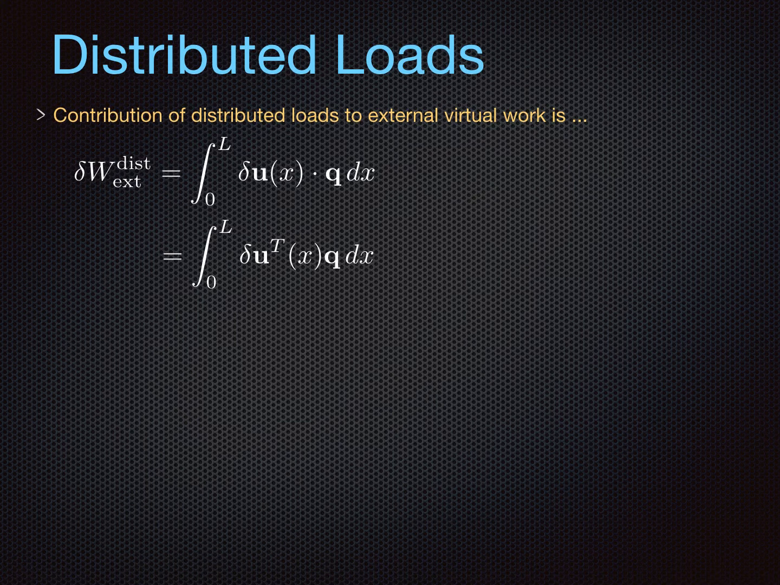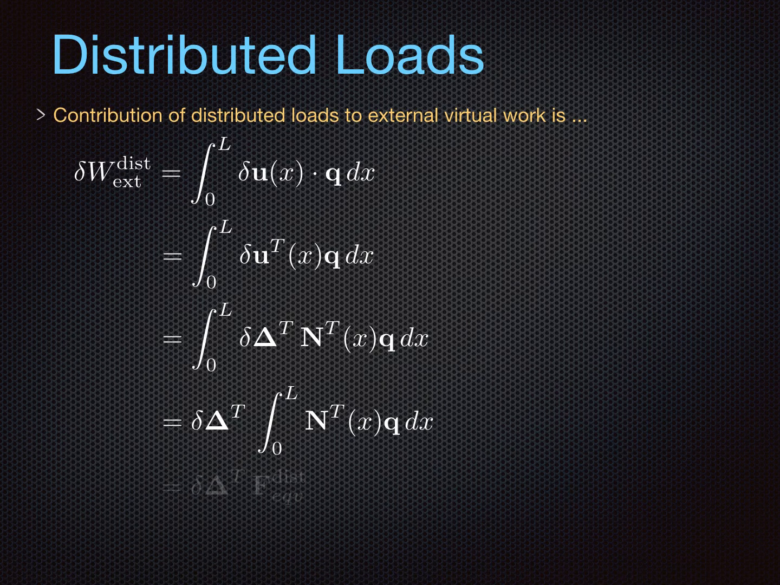So I rewrote that inner product as follows. It's del U transpose times Q. And then I can substitute in the representation of my virtual displacement field with respect to the shape functions and the virtual nodal kinematic degrees of freedom, del delta. So I have del delta transpose and N transpose multiplying Q. And since del delta transpose is not a spatially varying quantity, I can pull it outside the integral. And then I can relabel the integral I have as F equivalent distributed loads.